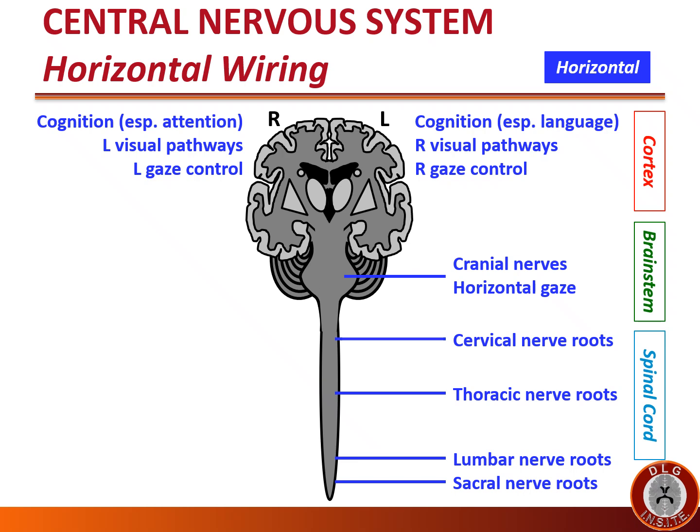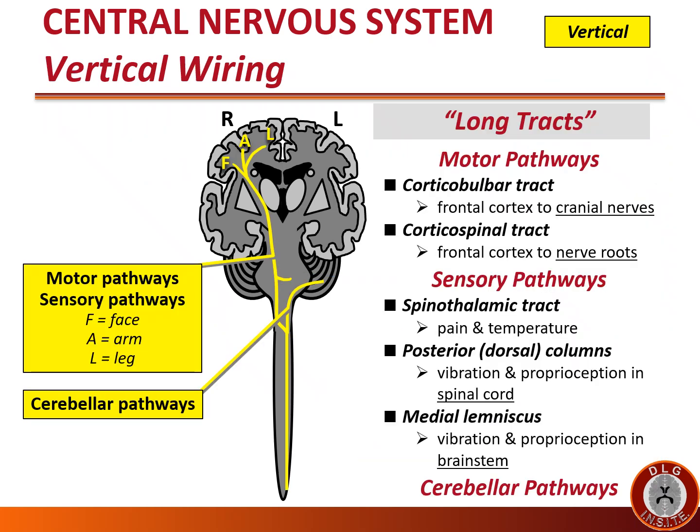In the brainstem, the horizontal wiring consists of cranial nerves and the horizontal gaze center. In the spinal cord, the horizontal wires are the cervical nerve roots, thoracic nerve roots, lumbar nerve roots, and sacral nerve roots. Please note that the cerebral subcortex has no horizontal wiring. The central nervous system vertical wiring, or north-south roads, are also known as long tracts. They consist of the motor pathways, sensory pathways, and cerebellar pathways, often named by where they start and where they end.